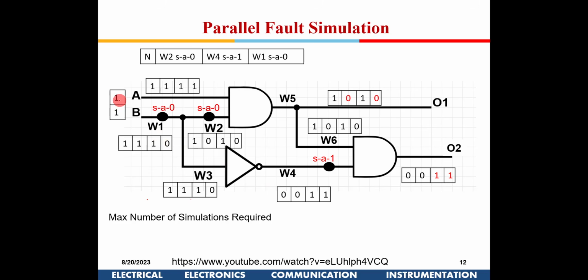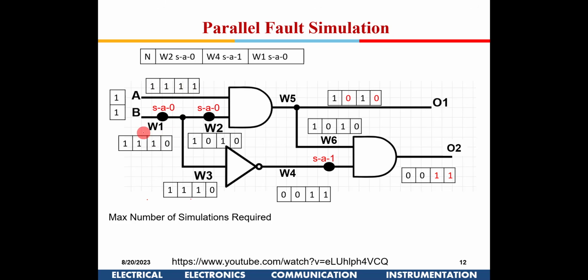Sure. I am giving a test vector 1 1. First is no fault, so here I will have 1. Second is W2 stuck at 0. If W2 is stuck at 0, here it will continue to remain 1. It doesn't affect this net. Similarly, W4 stuck at 1 doesn't affect this particular net, and W1 stuck at 0 also doesn't affect this net. So I write 1 1 1 here. Now that is done.